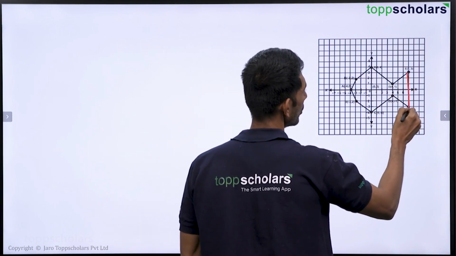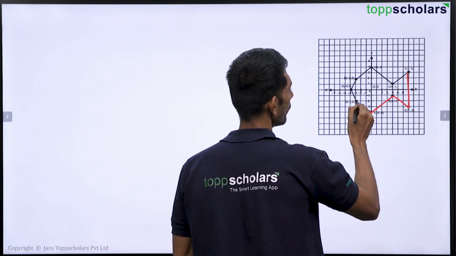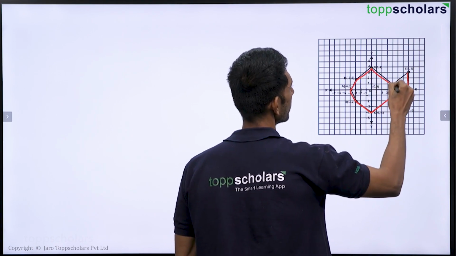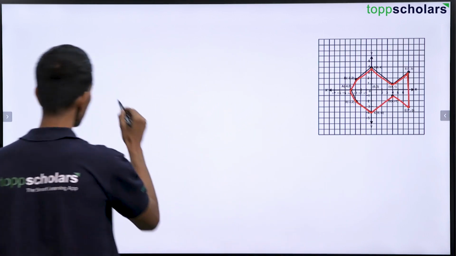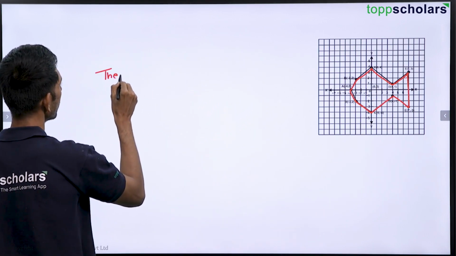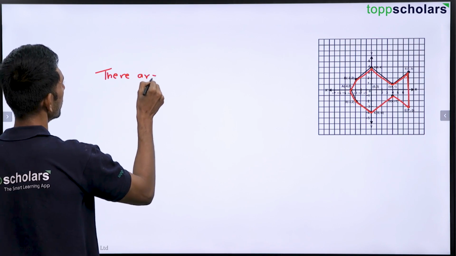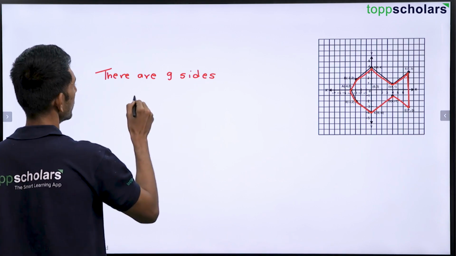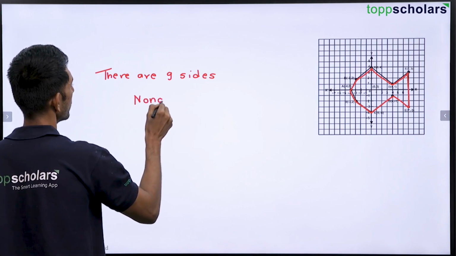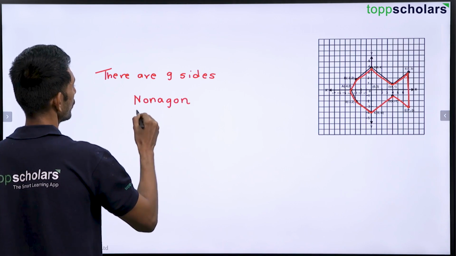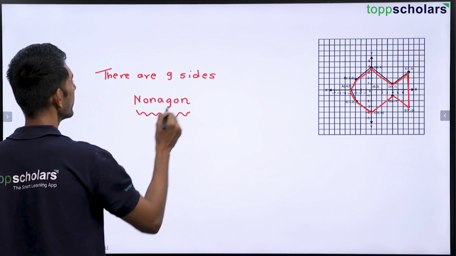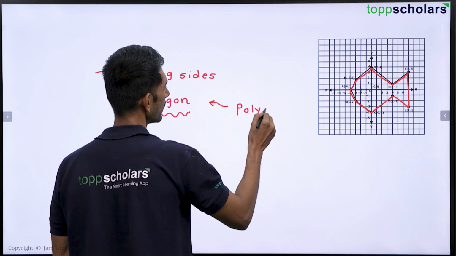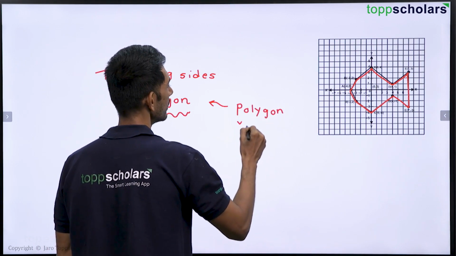1, 2, 3, 4, 5, 6, 7, 8, 9. So how many sides are there? There are 9 sides. So we know that a 9-sided polygon is called a nonagon, right? So this polygon is called a nonagon.